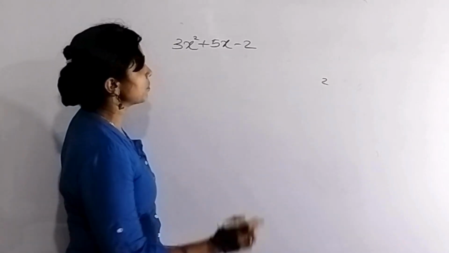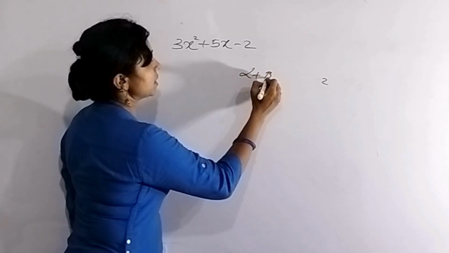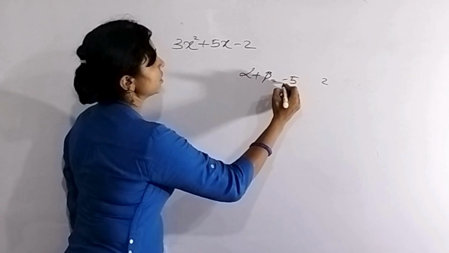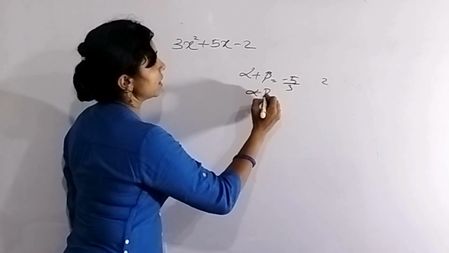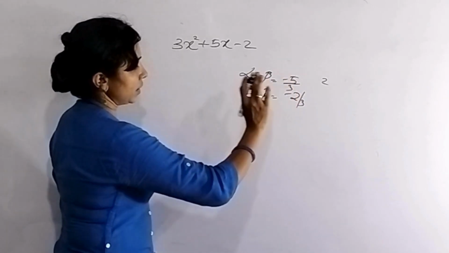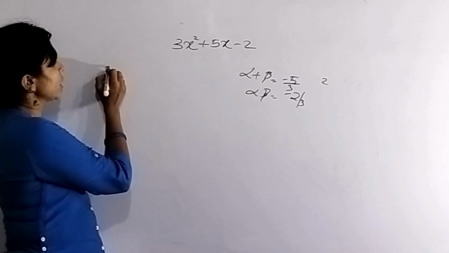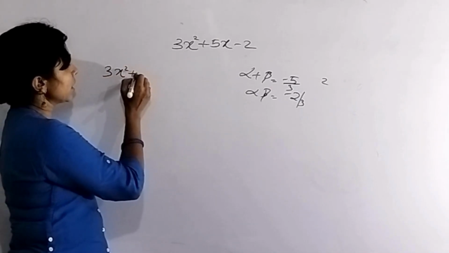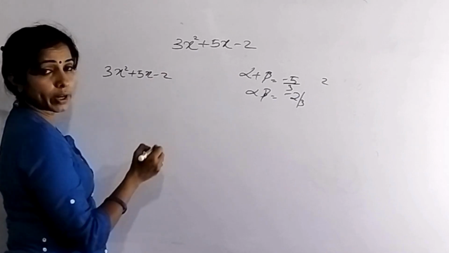Here, what is our alpha plus beta? Alpha plus beta is equal to minus 5 by 3, and alpha beta is equal to minus 2 by 3. Okay, so we are going to find out the zeros here of 3x² + 5x - 2. How will we find out the zeros?